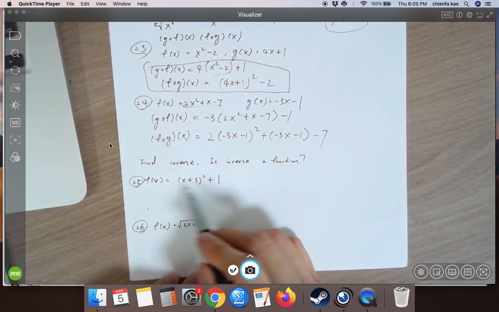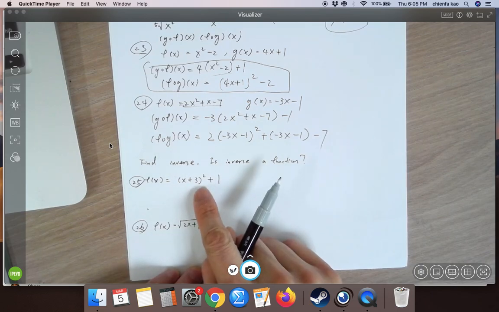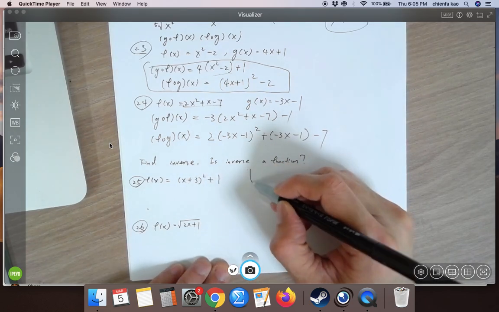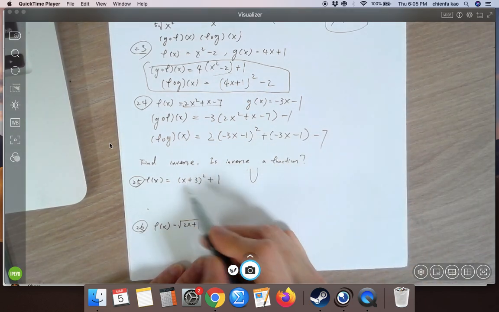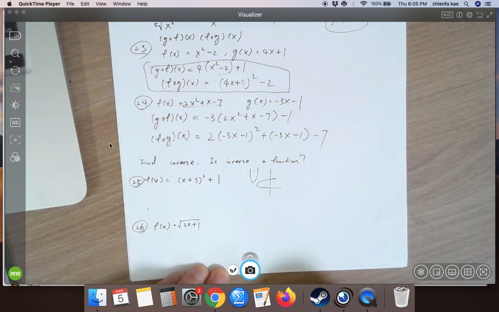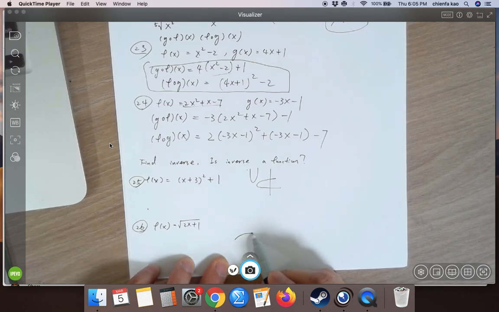Just by looking at this, you could already tell is the inverse a function. The inverse for this one is definitely not a function because it's a parabola, right? It's a parabola, it's a square, so it looks something like this. And then it doesn't matter whatever it looks like, if we graph the inverse, it must look like that, so that's not a function.